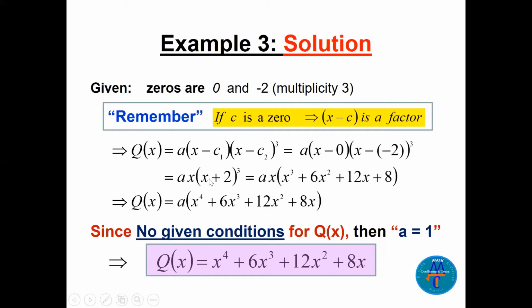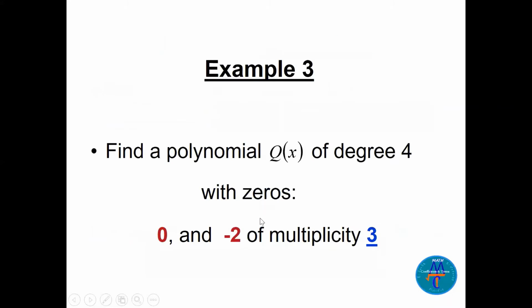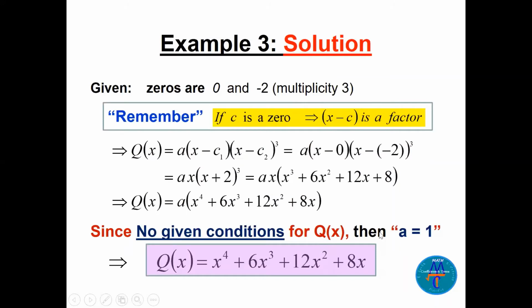Then you expand (x + 2) cubed by the formula, and you multiply by x. Now we see in the question there are no given conditions for q(x). If you look at the question, there is no condition on q(x). So directly we say a is equal to 1. So this is the function. Okay, that's q(x).